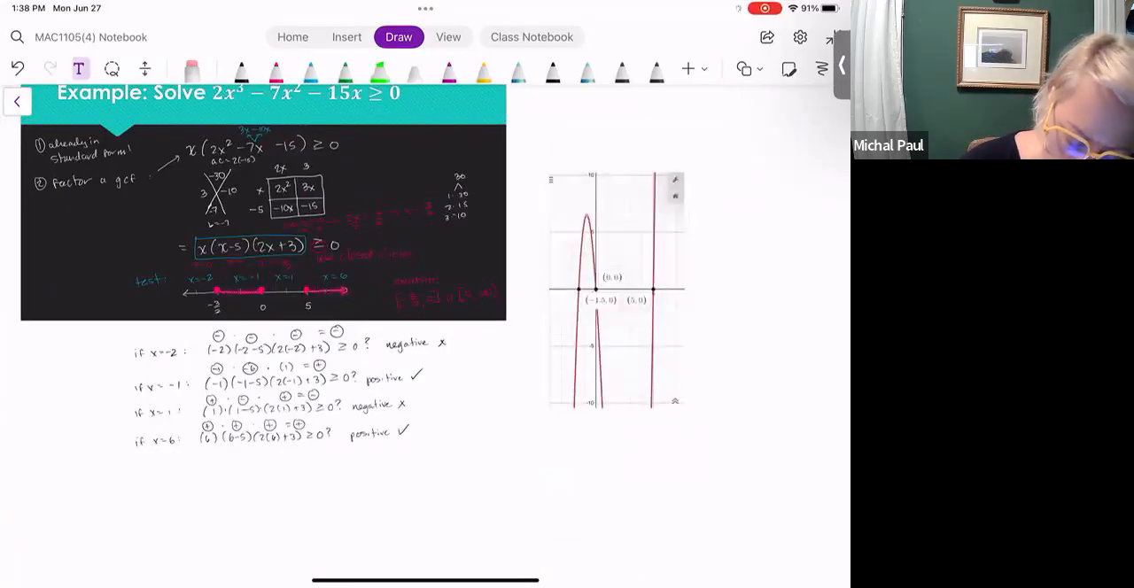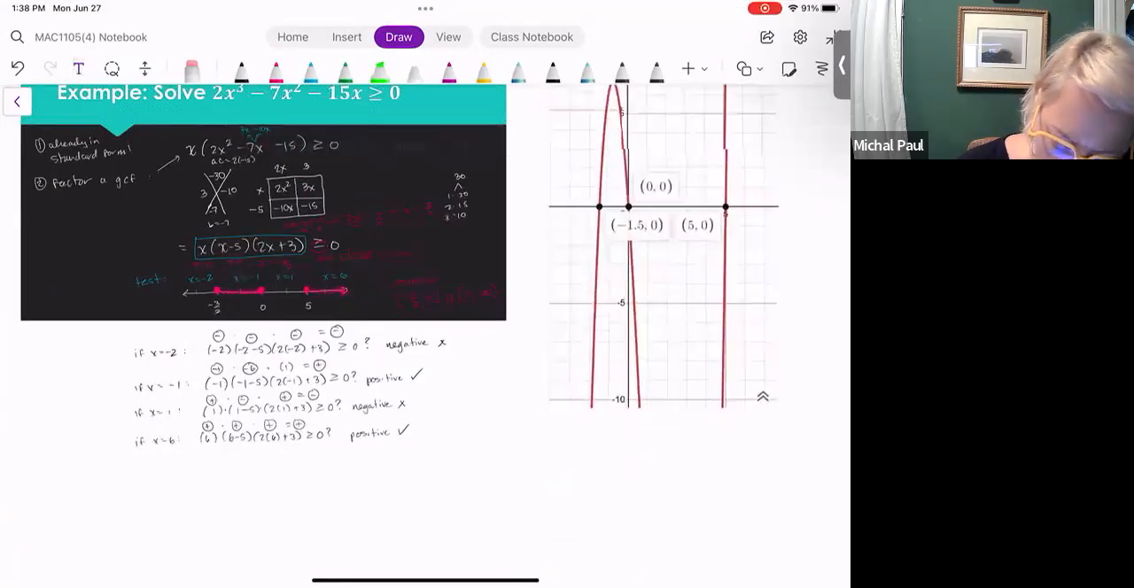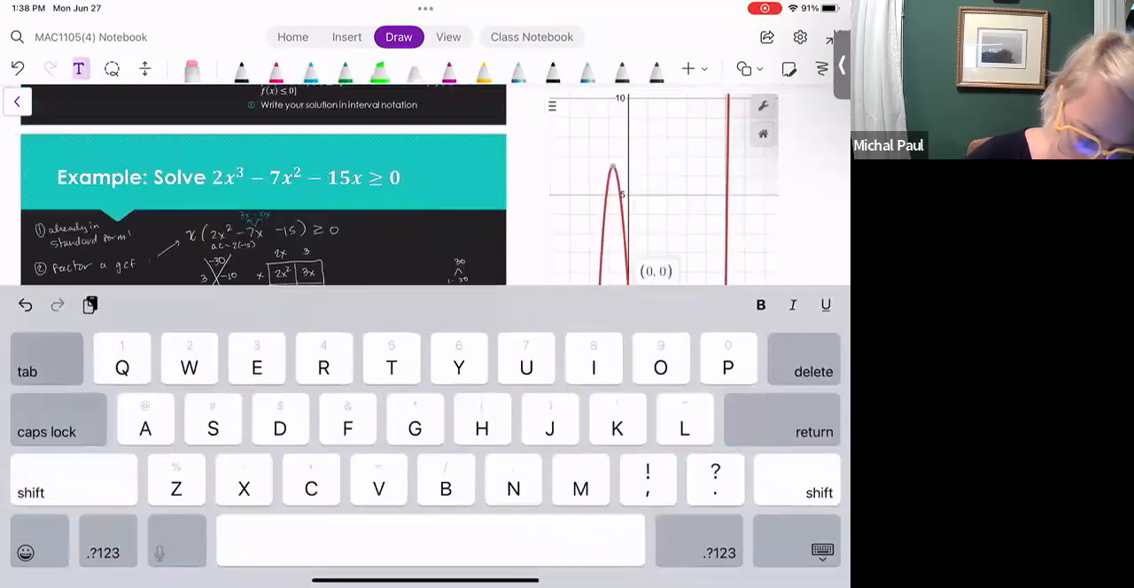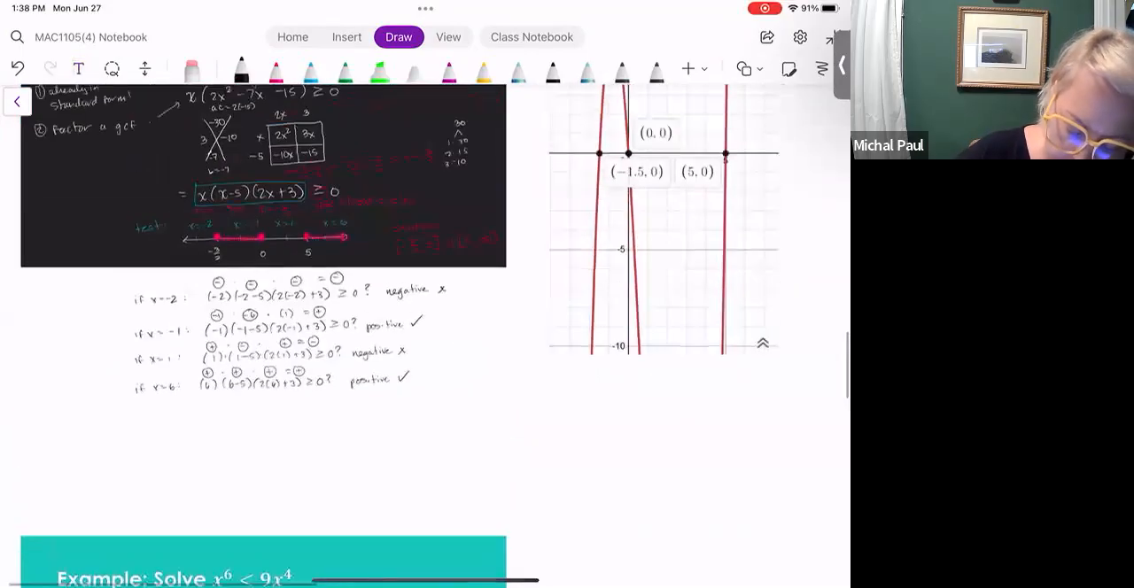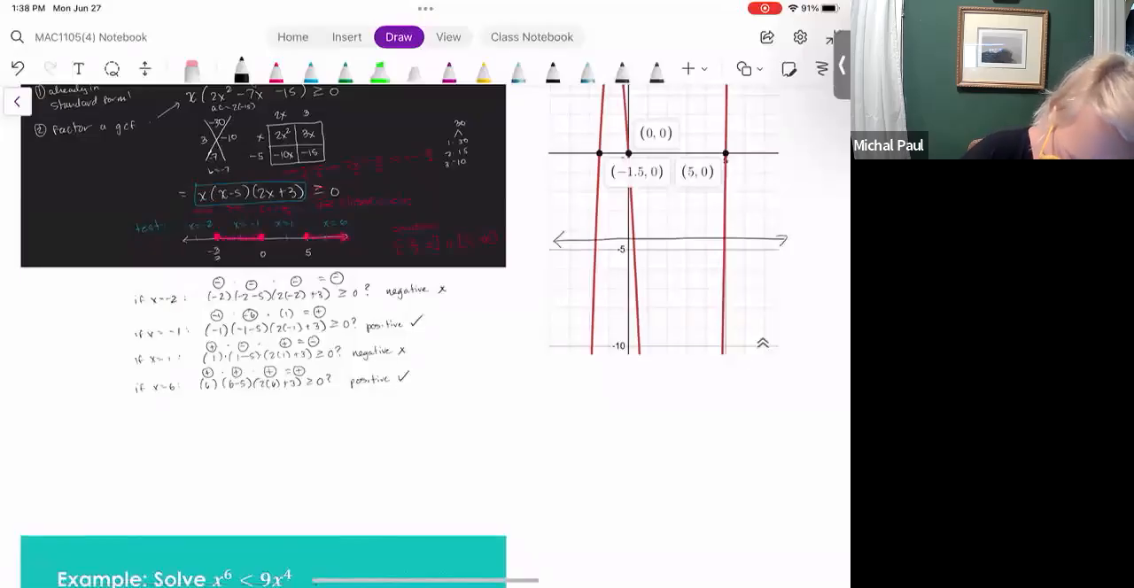Put a number line under your graph so you can see what your x values are where it's equal to 0. This is when x is negative 1.5, also known as negative 3/2. This is when x is 0. And this one over here is when x equals 5.